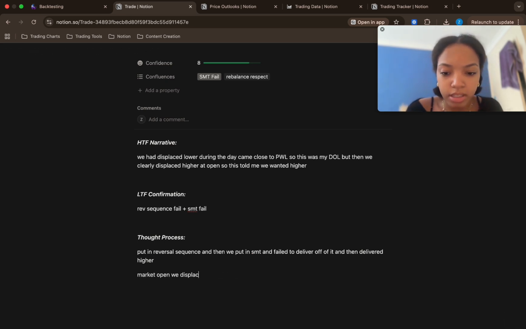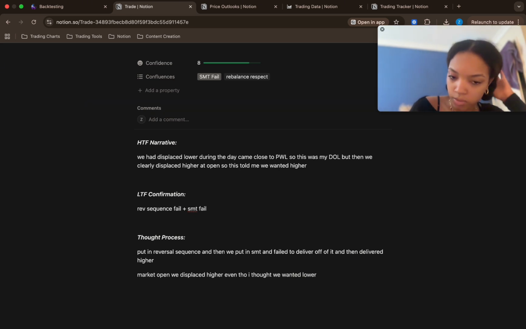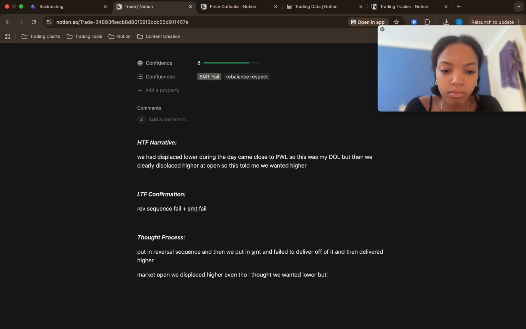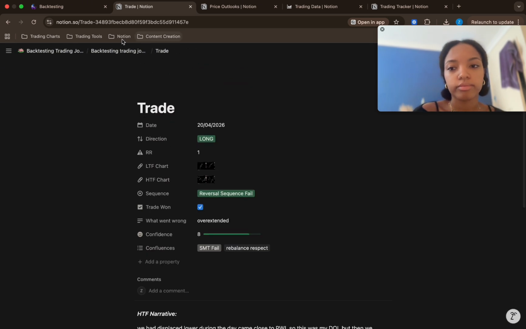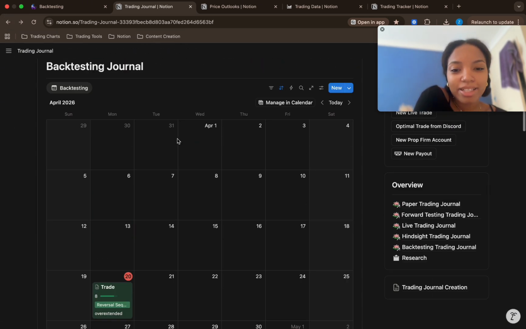Market open, we displaced higher, even though I thought we wanted lower, but we had only half filled the gap, so we were displacing back up to fill further. There we go. So that's my backtested trade that I did today.